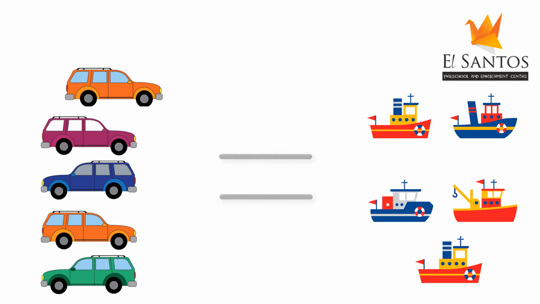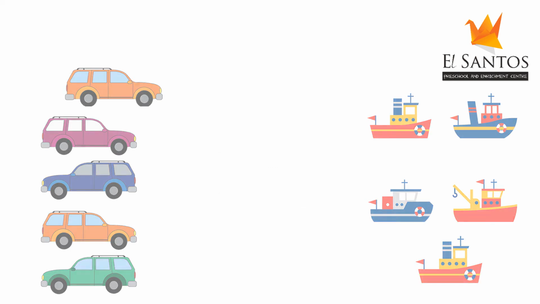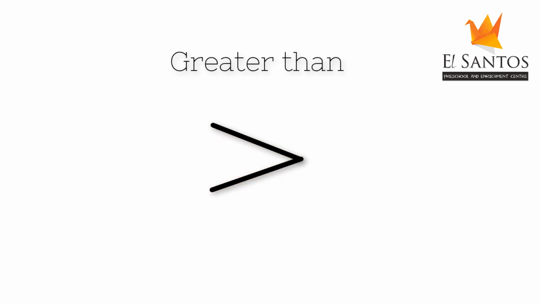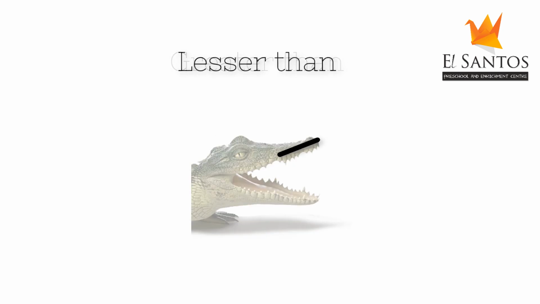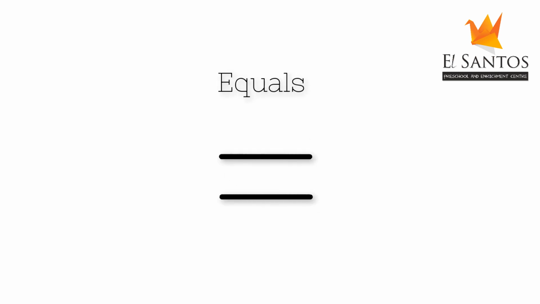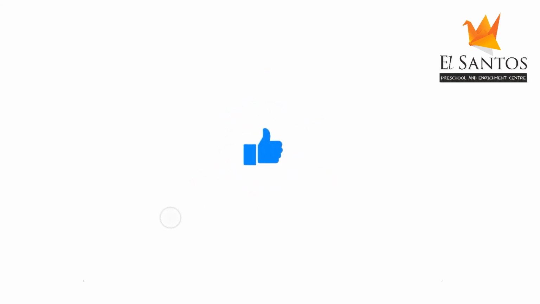So, what did we learn today? We learned about the alligator mouth, which can mean greater than or lesser than. And we also learned about the equal sign. Great. We will look into more examples on greater than or lesser than in our next lesson.